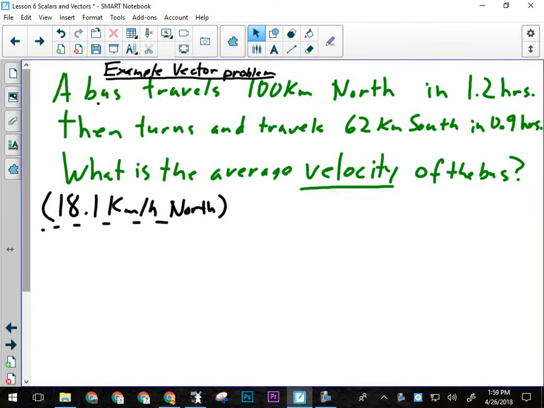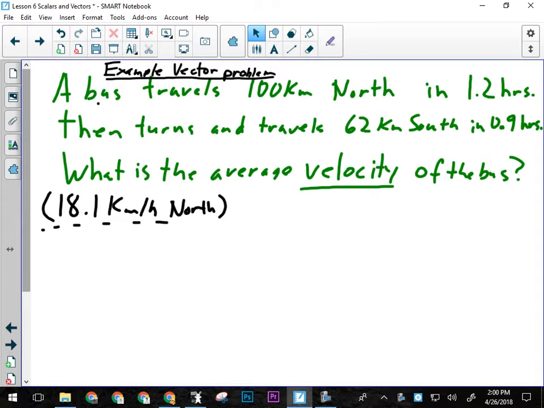Okay, so reviewing from yesterday real quickly. We talked about scalar quantities and vector quantities, and how they can tell kind of the same story, but from different points of view. If we're dealing with vector quantities, direction matters. I have to be concerned with whether something went north or south, or up or down.